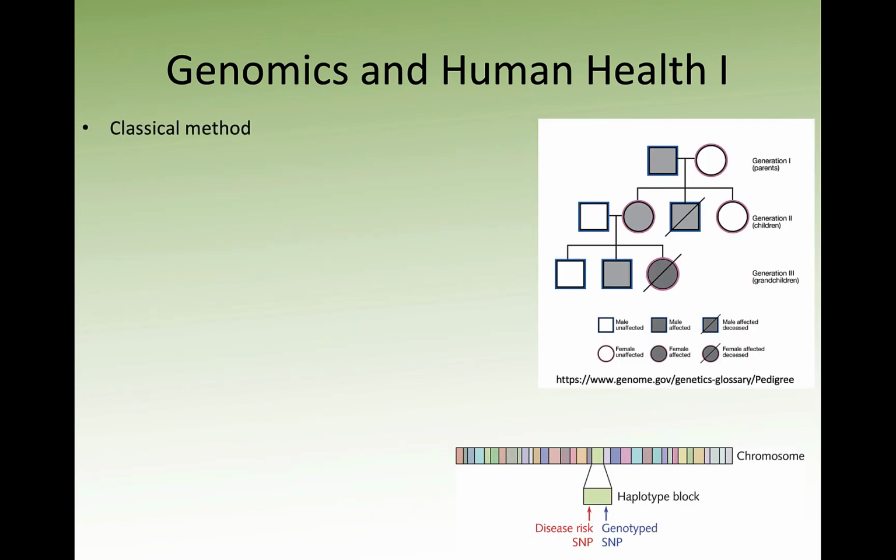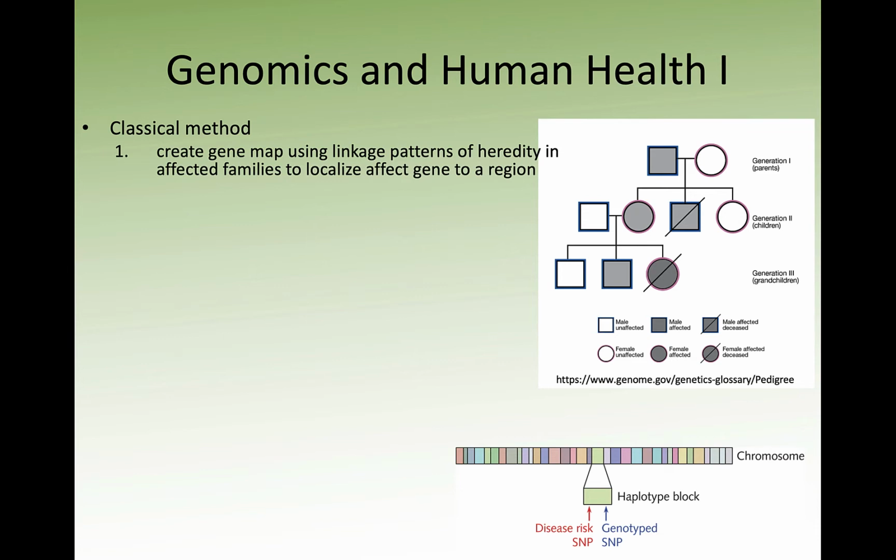So how do we investigate these types of genetic relationships? The classical way is to create a gene map using linkage patterns of heredity in affected families to localize the effects of genes in a region. To do this, one of the first steps is often to build a pedigree of individuals. We'll start with a proband, say a person affected by this disease, and then create their pedigree around them and identify the status of individuals in that pedigree with regard to whether or not they were affected by the disease. This helps us identify which individuals may be carriers or not carriers of the disease, based upon which ones are affected, not affected, and what generation they were.